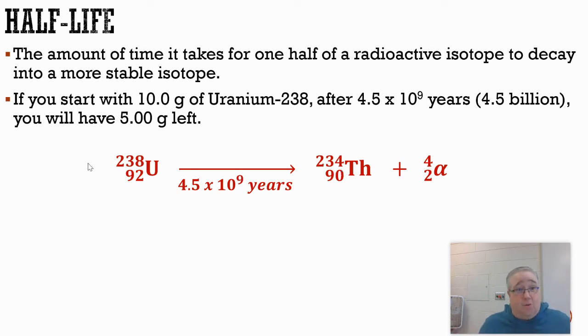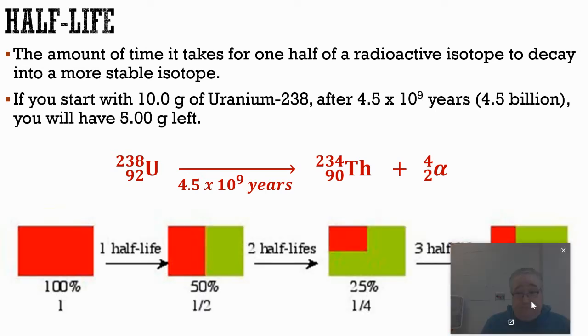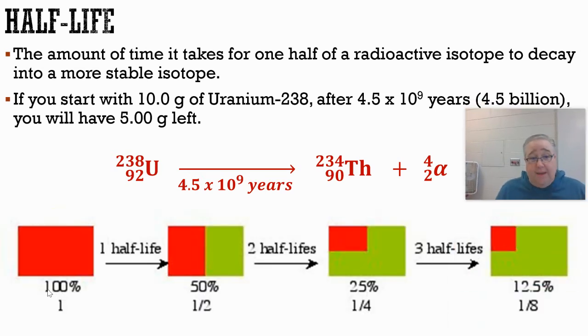But this statement here says if you start with 10 grams of uranium, so let's say that this calculator weighed 10 grams, after 4.5 billion years you're going to only have 5 grams of it left, because half of it will have decayed into another isotope. So this is sort of what it means, right?